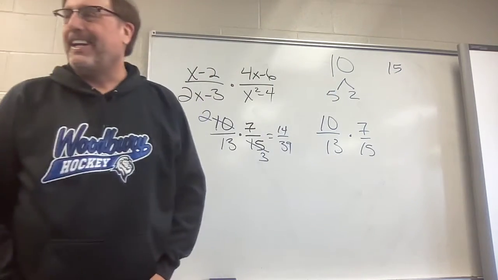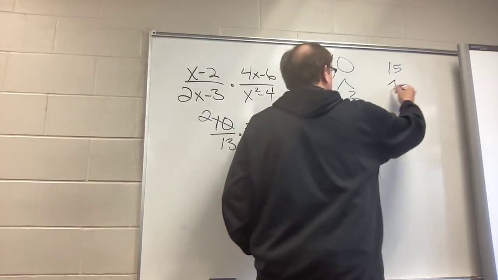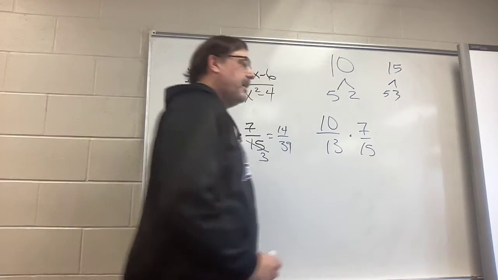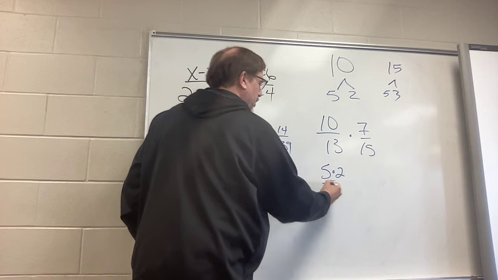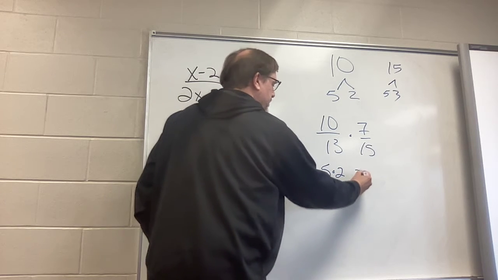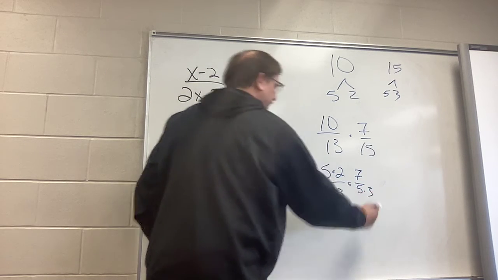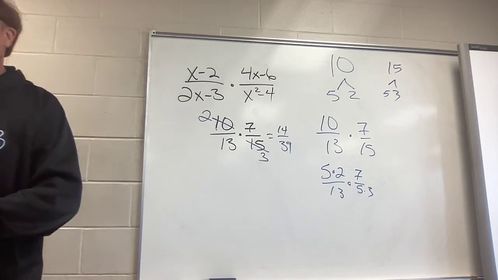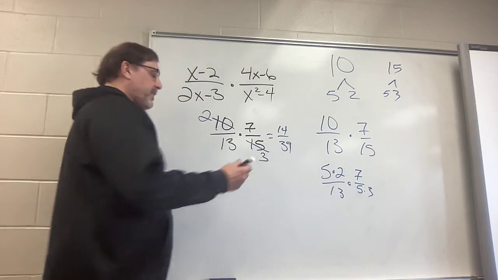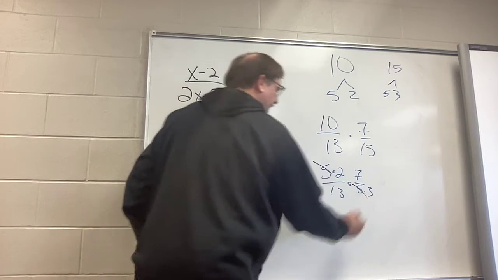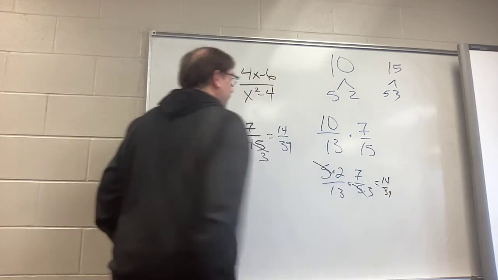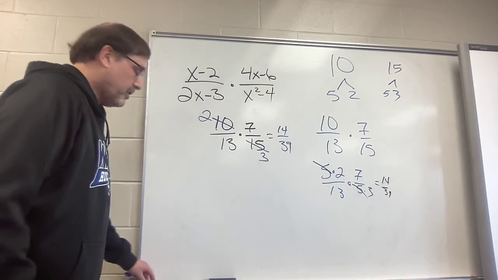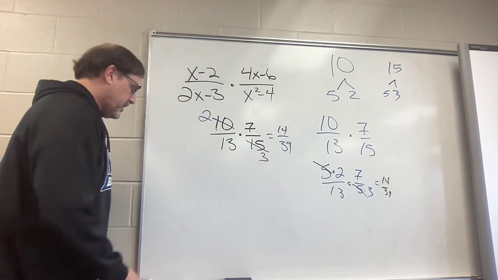Okay, and 15 goes into 5 times 3. And then you could have written it as 5 times 2 over 13 times 7 over 5 times 3. And once it's all factored, you get out the cross-off thingy and cross off the 5s. And 2 times 7 is 14 over 39. Well, those were the good old elementary days.